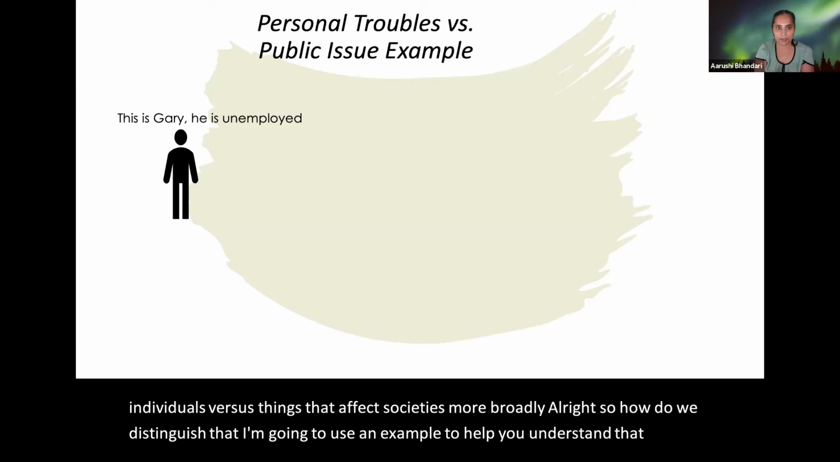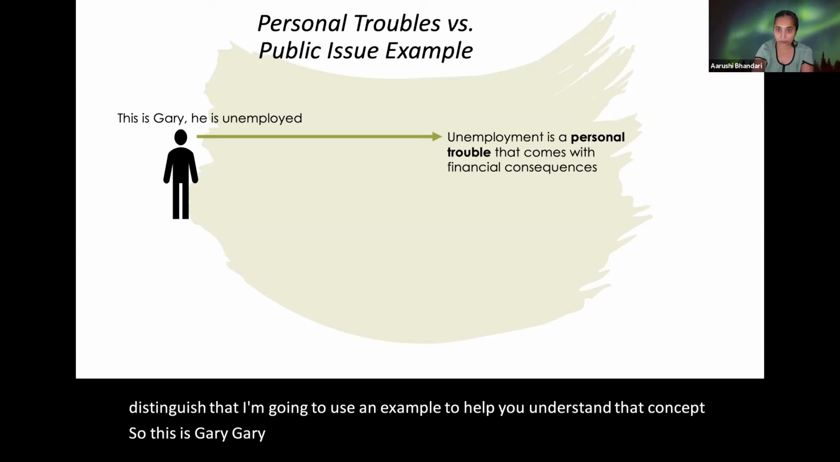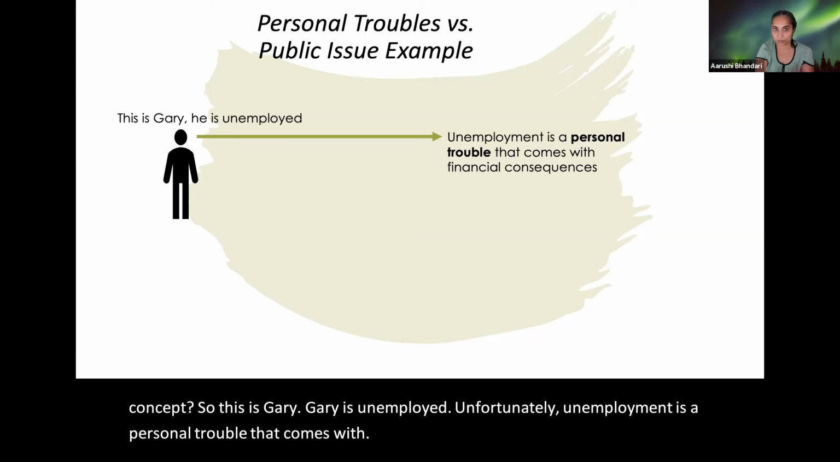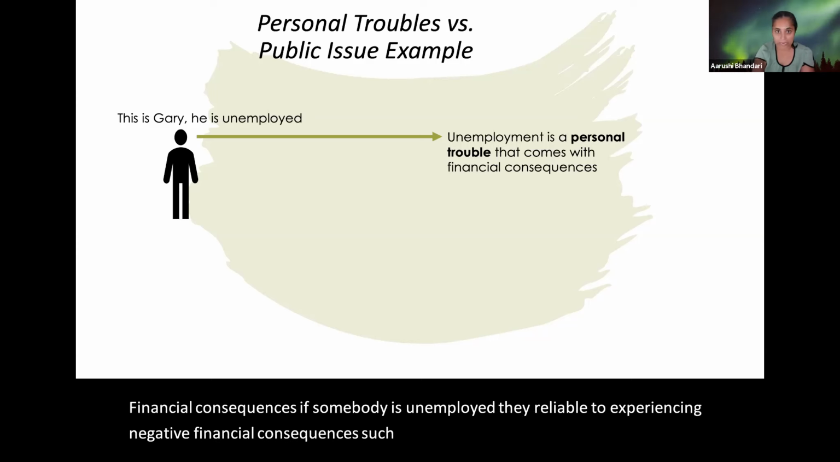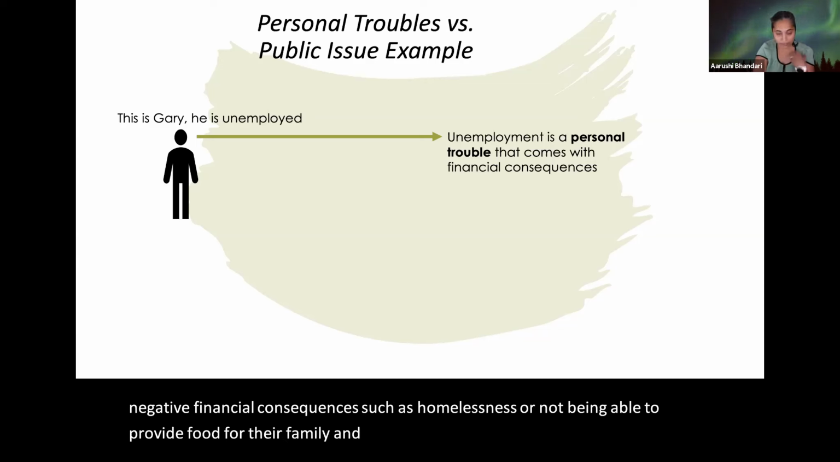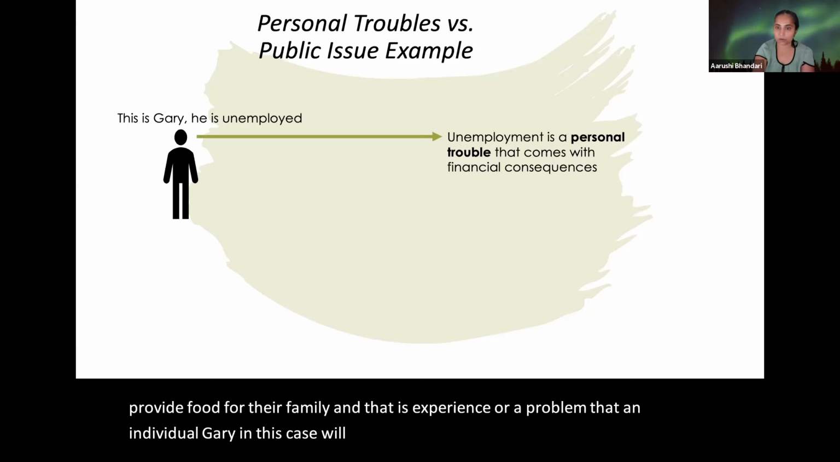So this is Gary. Gary is unemployed, unfortunately. Unemployment is a personal trouble that comes with financial consequences. If somebody is unemployed, they're liable to experience negative financial consequences such as homelessness or not being able to provide food for their family. And that is an experience or a problem that an individual, Gary in this case, will have as a consequence of unemployment.